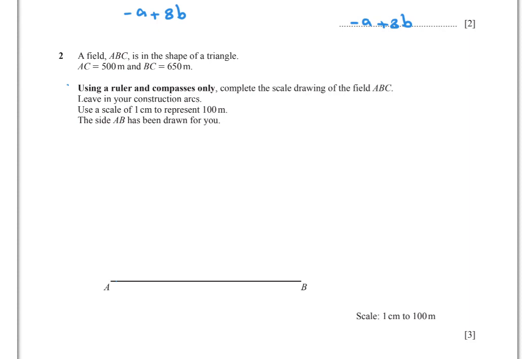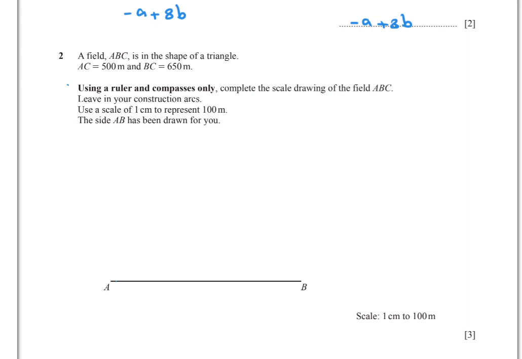Number 2, a field ABC is in the shape of a triangle. AC equals 500 meters and BC equals 650 meters. Using a ruler and compasses only, complete the scale drawing of the field ABC. Leave in your construction arcs. Use a scale of 1 centimeter to represent 100 meters. The side AB has been drawn for you, so we need to draw AC and BC.